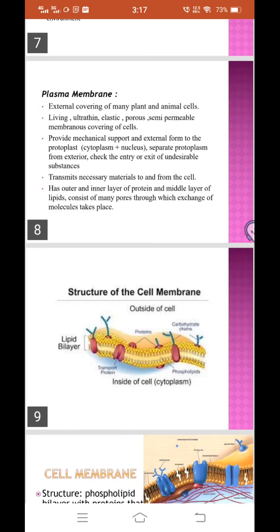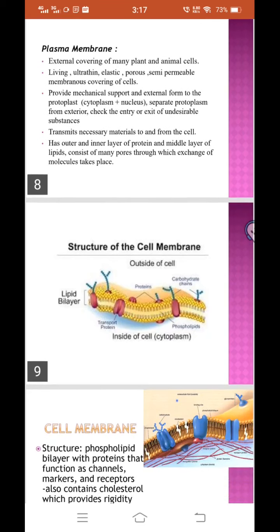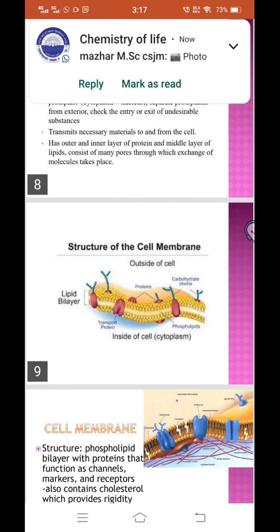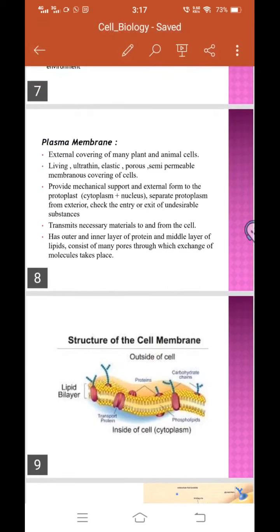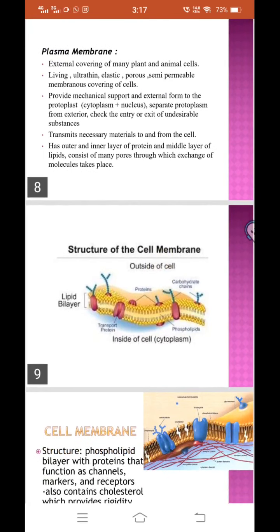Now the structure of the plasma membrane has outer and inner layers made up of protein and the middle layer is made up of lipid.